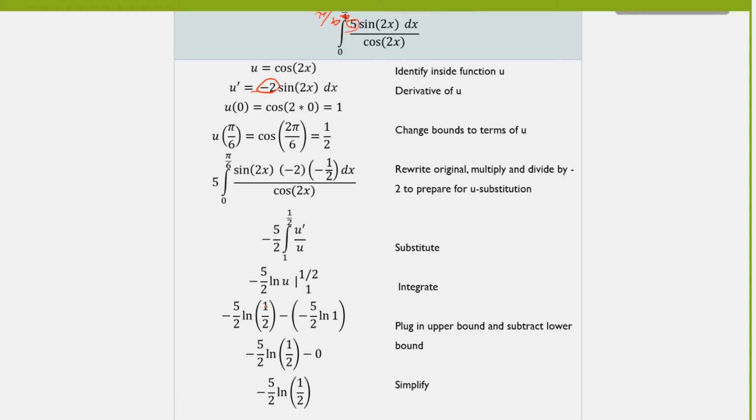I plug in 1/2. So that's my upper bound. And then subtract what happens when I plug in 1 for my lower bound. The natural log of 1, log base anything of 1, is 0. So this is negative 5/2 ln 1/2. Any questions on this one?